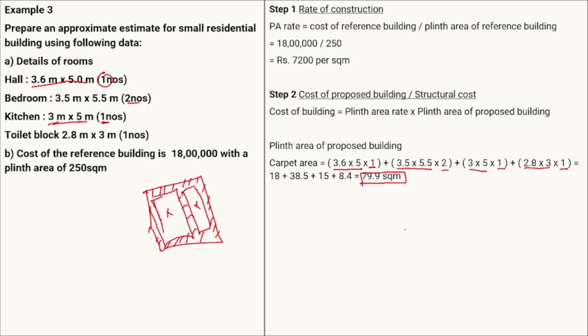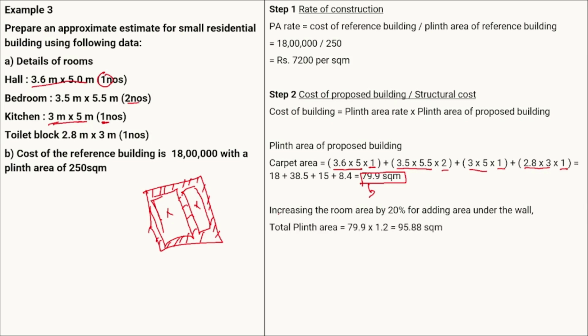So we increase this area by a certain percentage to get the plinth area. Here we are going to increase it by 20% for adding the area under the walls. There is no hard and fast rule for what the area under the walls should be. Sometimes the area under the wall is considered with respect to the plinth area, and sometimes with respect to the carpet area.